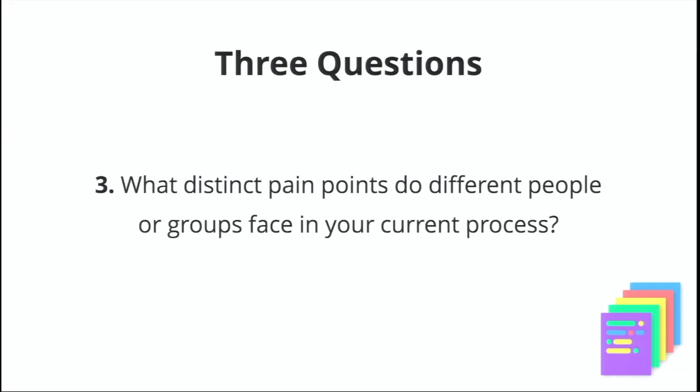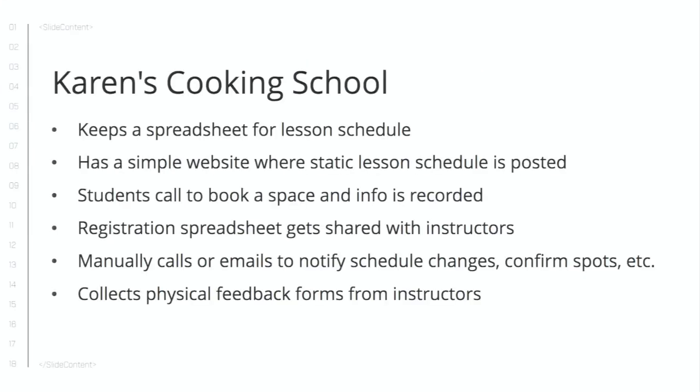So, specifically, what are the processes? Who are the people? Who are the groups? And what are the pain points that those people or groups are experiencing in our current process? So now what I'm going to do is kind of shift into an example.